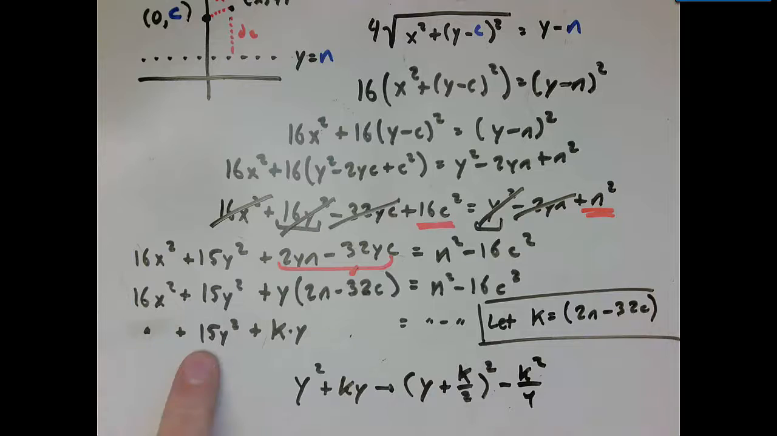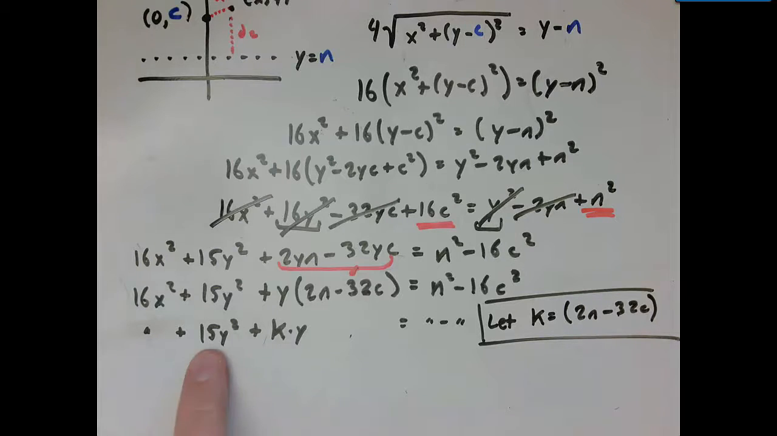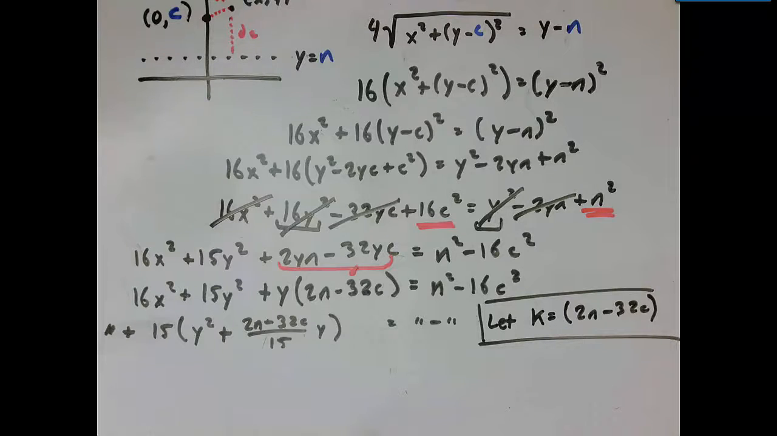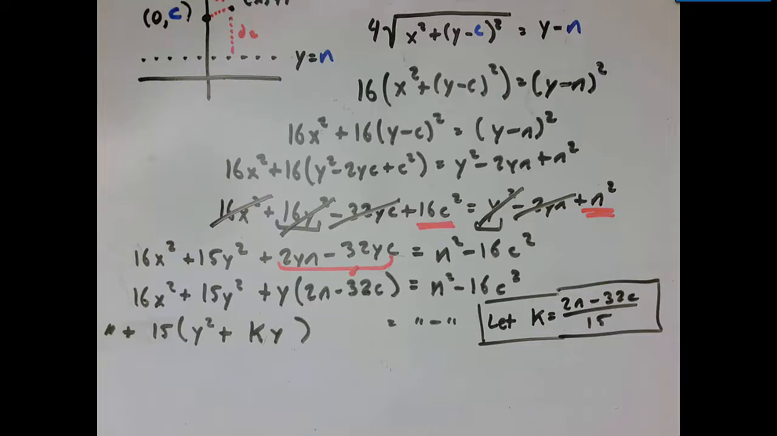The problem is that 15 there is kind of messing us up. So let's factor out the 15 temporarily. So I could rewrite this as 15 times y squared plus k over 15y. I kind of don't like it; it looked so nice when I just had a k and then I messed it up when I factored out the 15. Let's go backwards and factor out the 15 earlier so that we can define our k so that it still looks nice. Okay, so here I factored 15 out of both these terms. So the 15y squared now becomes y squared, and then 2n minus 32c becomes 2n minus 32c divided by 15. Okay, so now I can define that thing as my k value. See? And now that's a lot nicer.